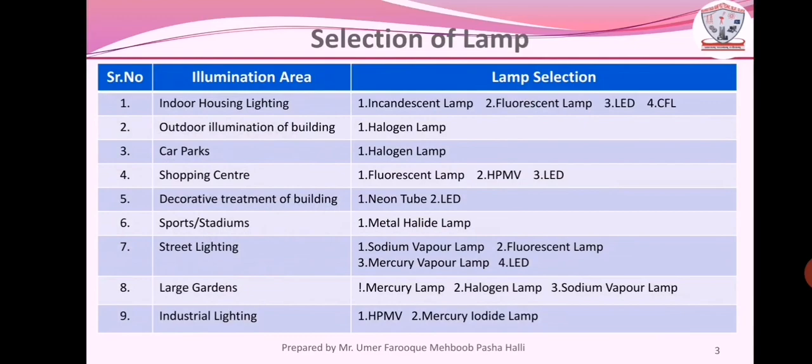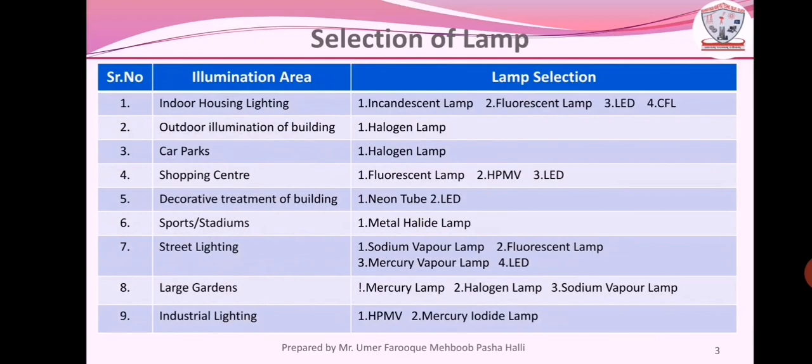For indoor house lighting, we mostly use incandescent lamp, fluorescent lamp, LED lamp and CFL lamp. For outdoor illumination of building, halogen lamp is used. Car parks, halogen lamp. Shopping center, fluorescent lamp, HPMV, that is high pressure mercury vapor lamp, LED, that is light emitting diode. Decorative treatment of building, neon tube and LED. Sports or stadium, metal halide lamp. Street lighting, sodium vapor lamp, fluorescent lamp, mercury vapor lamp or LED lamp.